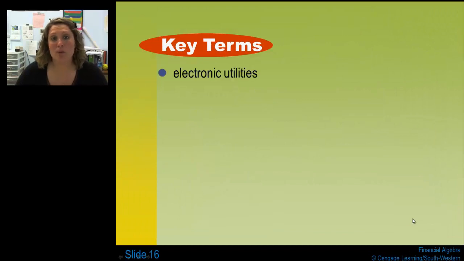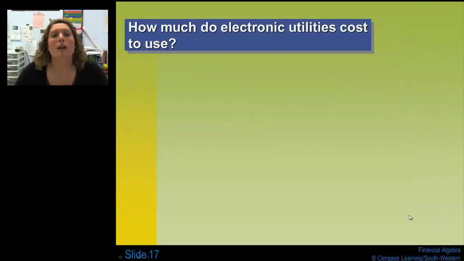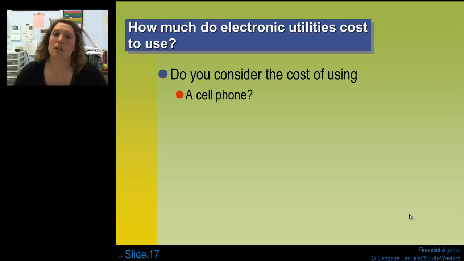Key terms, we only have one for this one, nice, short, and sweet. Electronic utilities, these are your internet access, your cell phones, and your television. How much do electronic utilities cost to use? Have you ever considered the cost of using a cell phone? Many of you have cell phones. What's the cost of your cell phone? Do you pay it? Or you're lucky enough to have your family pay it.